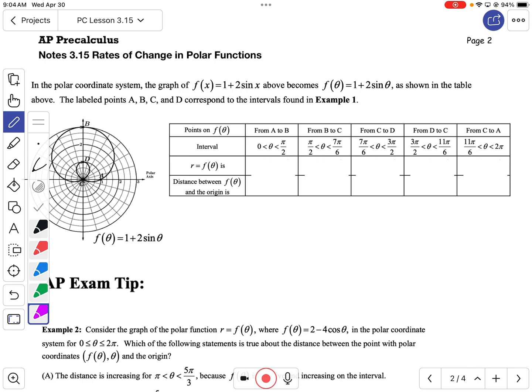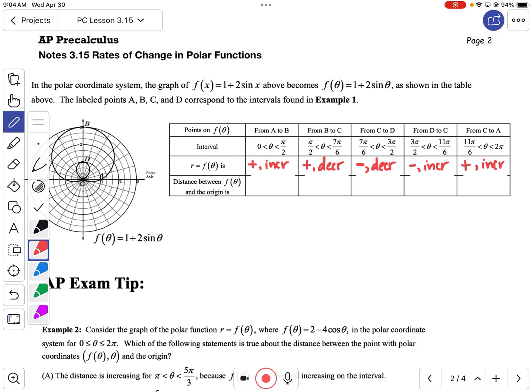All right. So let's take a look at what we just did. We're going to fill in this chart based on what we just did with that graph that we did in the rectangular plane. Okay. So from 0 to pi over 2, we said it was positive and increasing. From pi over 2 to 7 pi over 6, we said it was positive and decreasing. I'm just reading my chart here. From 7 pi over 6 to 3 pi over 2, it was negative and decreasing. From 3 pi over 2 to 11 pi over 6, it was negative and increasing. And then from 11 pi over 6 to 2 pi, it was positive and increasing. Okay, so I just put those descriptors into a chart.